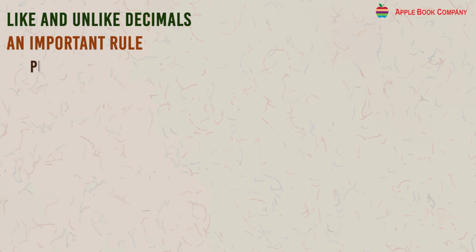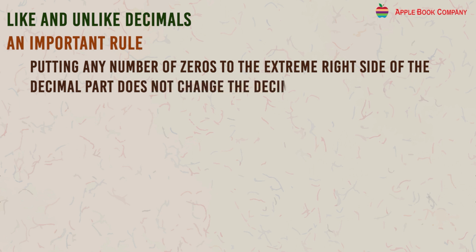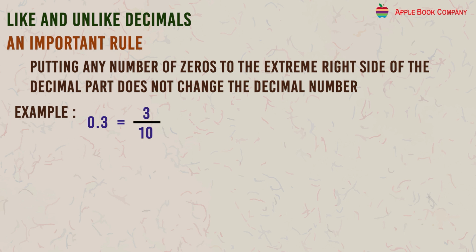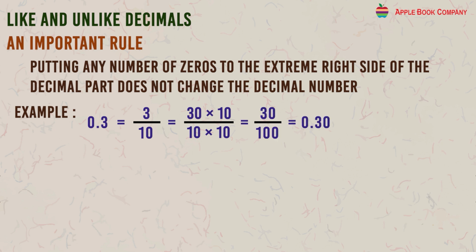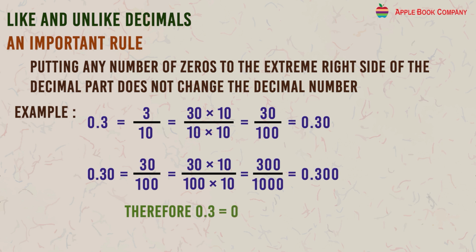An important rule: putting any number of zeros to the extreme right side of the decimal part does not change the decimal number. For example, we have 0.3 is equal to 3 by 10 is equal to 30 into 10 by 10 into 10 equals 30 by 100 is equal to 0.30. 0.30 is equal to 30 by 100 equals 30 into 10 by 100 into 10 equals 300 by 1000 is equal to 0.300. Therefore, 0.3 is equal to 0.30 equals 0.300.